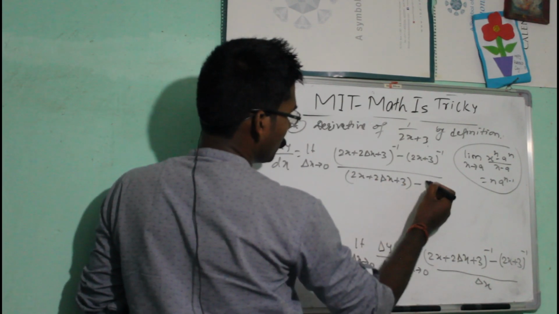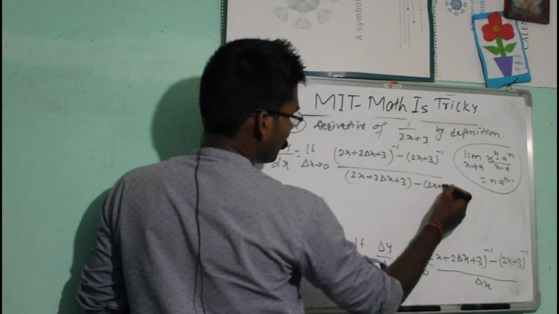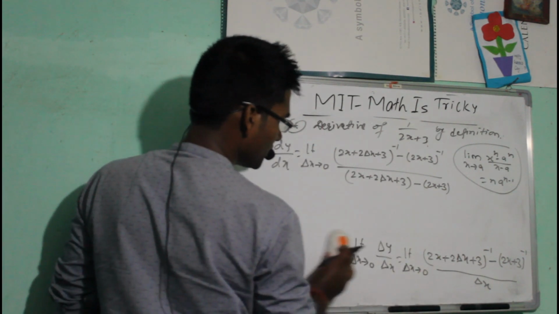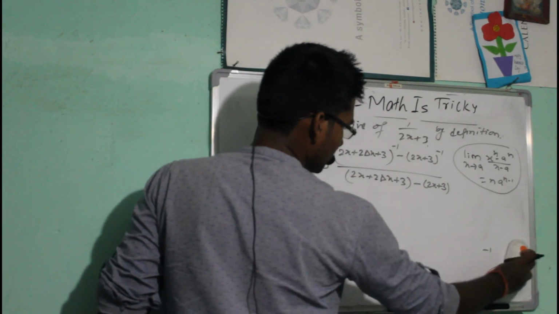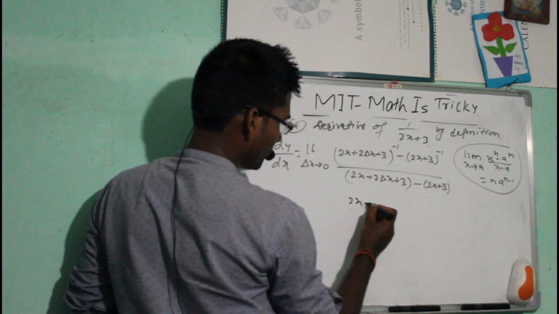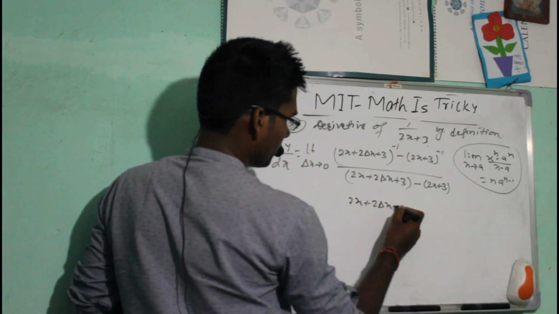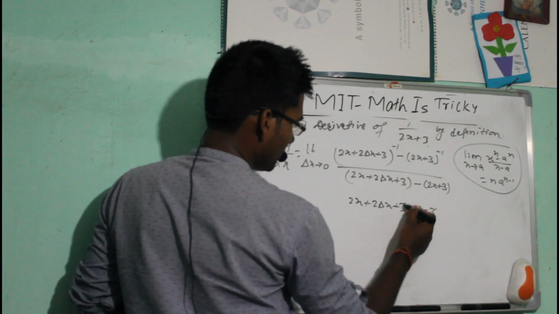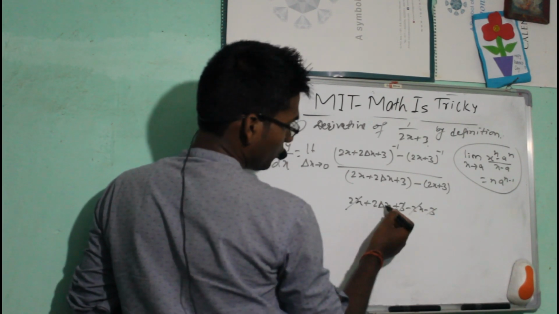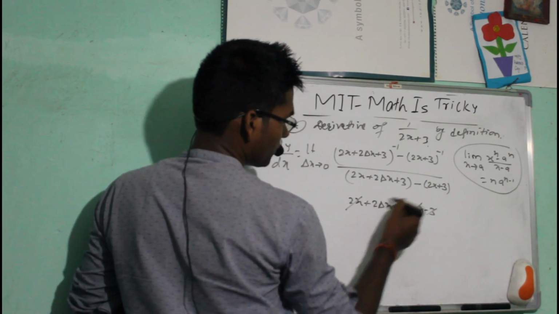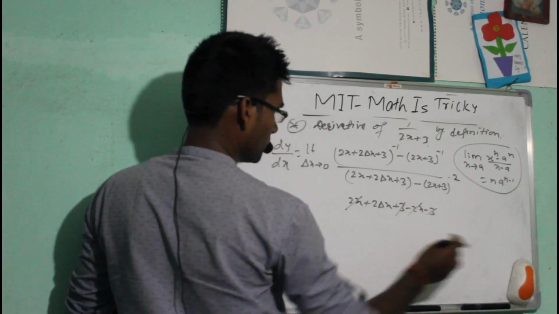Always write this, and then balance by multiplying or dividing by some constant. What's remaining is that we had delta x in the denominator. If we simplify this, we are getting here 2x plus 2 delta x plus 3 minus 2x minus 3. We can see here 3 cancels, 2x and 2x cancel, and we have 2 delta x, but we already had delta x, so to cut this we have to put here 2.